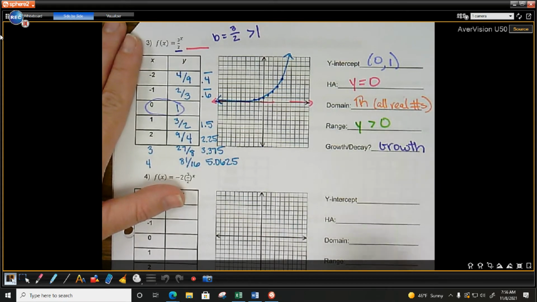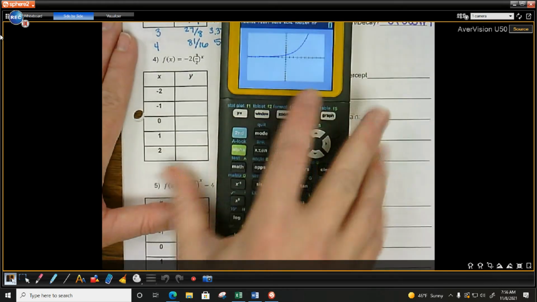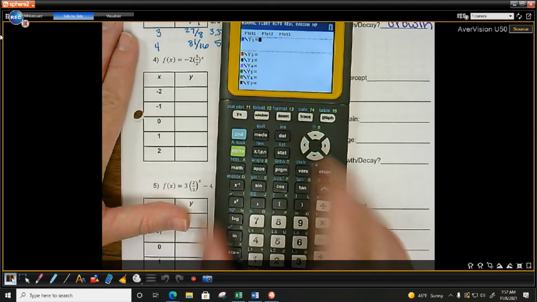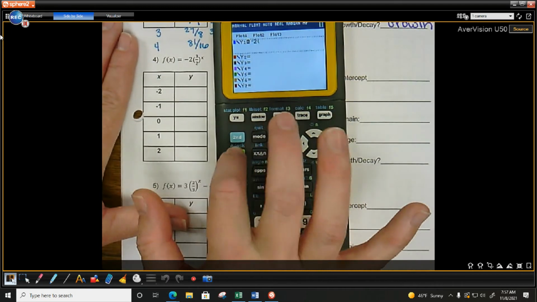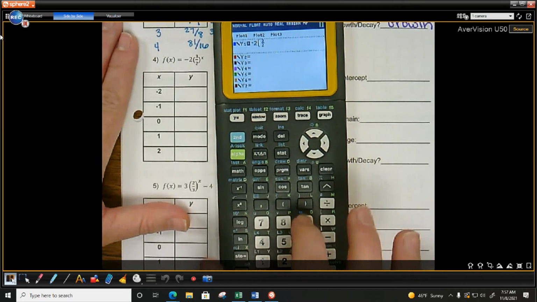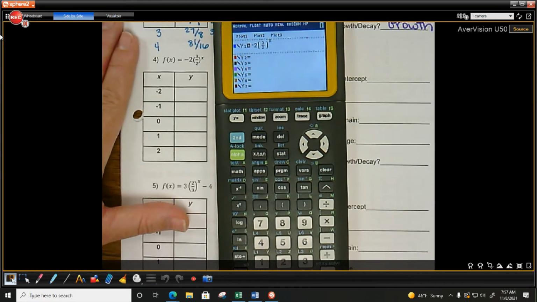Okay? So let's go to our calculator, go to y. This time I have a number out in front. So -2 parentheses 3 over 2, close your parentheses, raised to the x power. So let's make sure we're all doing this with me. We all want to be graphing on our calculator with me.